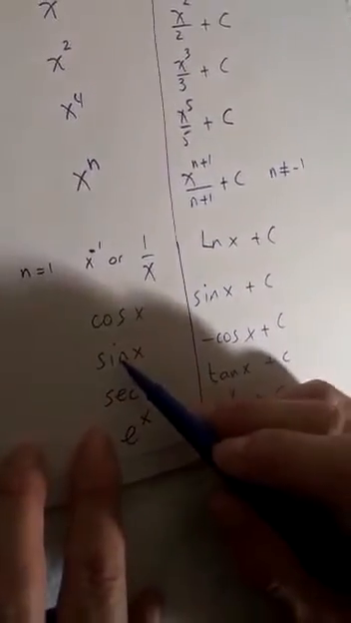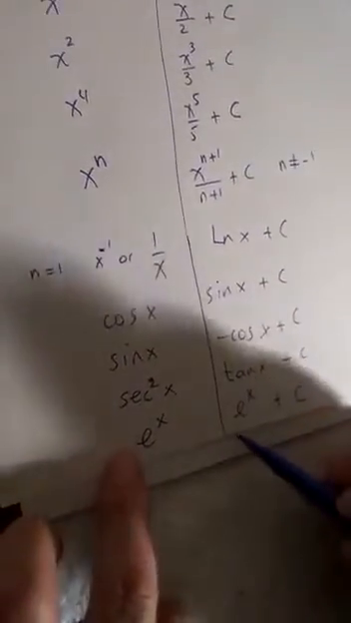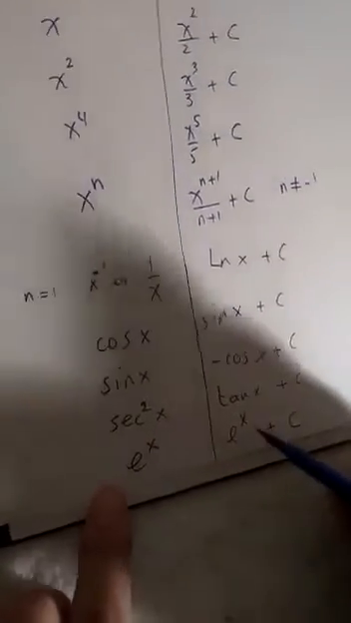The integral of cosine x is sine x, because the derivative of sine x is cosine x, and it's always plus c. The integral of sine x is minus cos x. Secant squared x gives you tangent. The best function to integrate is e to the x, because it's just itself. The integral of e to the x is itself, e to the x plus c.